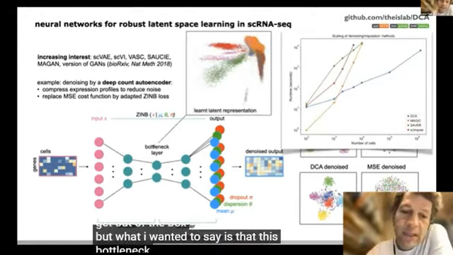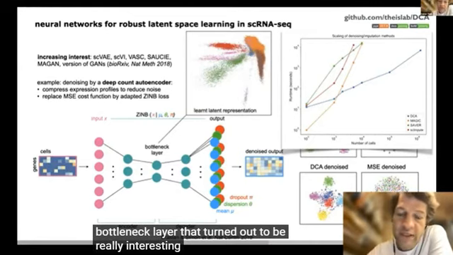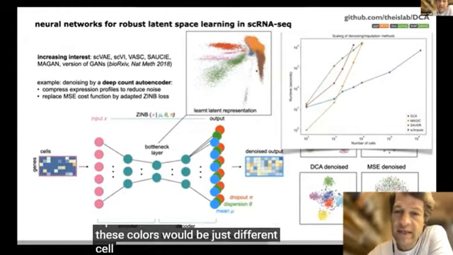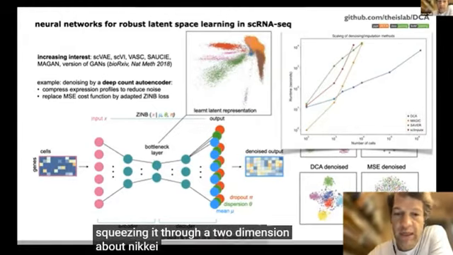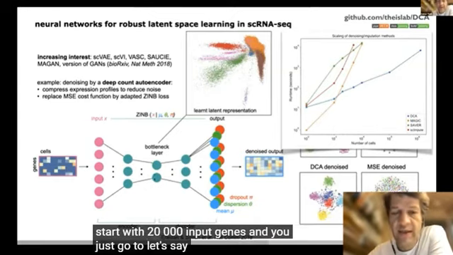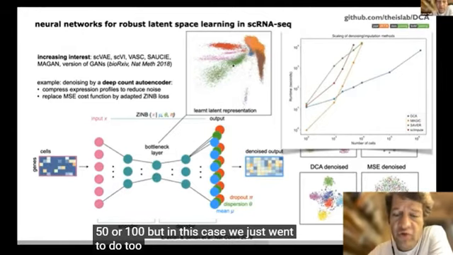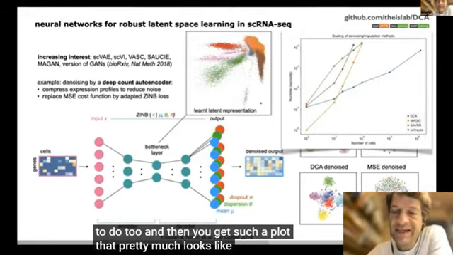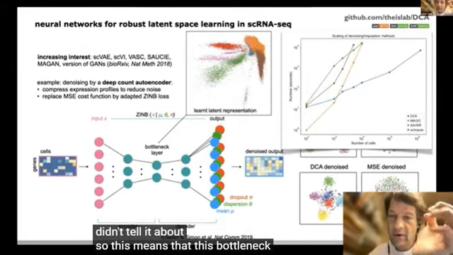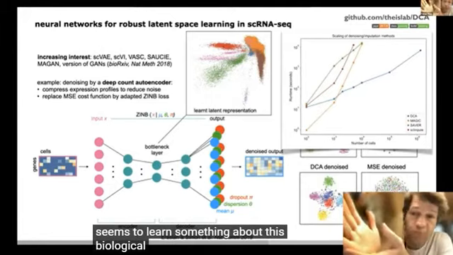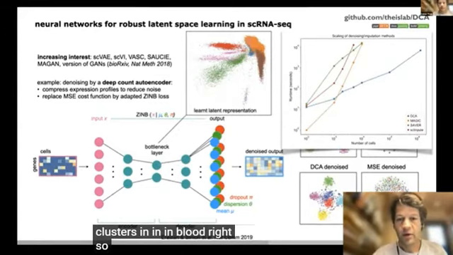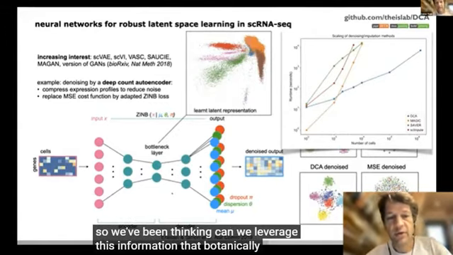But what I wanted to say is that this bottleneck layer turned out to be really interesting. We've been looking at a PBMC data set, where these colors are just different cell types, and we've been squeezing it through a two-dimensional bottleneck layer. In practice, you usually keep this much higher dimensional, so you start with 20,000 input genes and go to, let's say, 50 or 100. But in this case, we just went down to 2. And then you get a plot that pretty much looks like a t-SNE. It finds those cell type groups, which we didn't tell it about. So this means that the bottleneck layer seems to learn something about this biological process, in this case the cell type clusters in blood. So we've been thinking, can we leverage this information in the bottleneck layer?